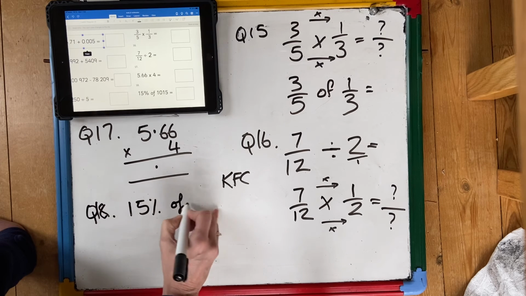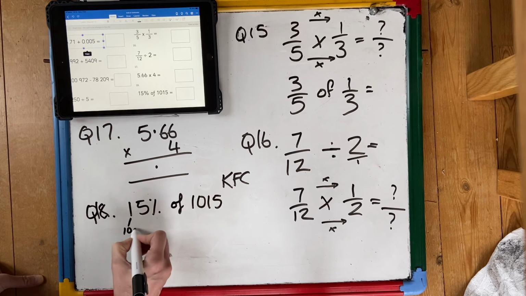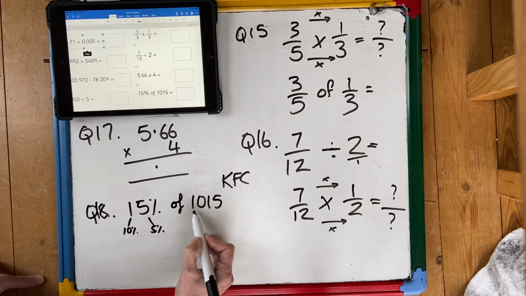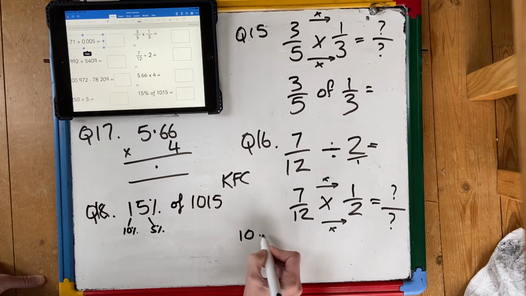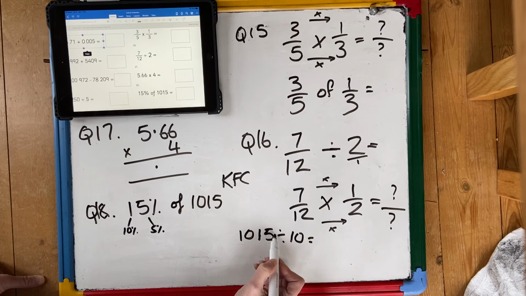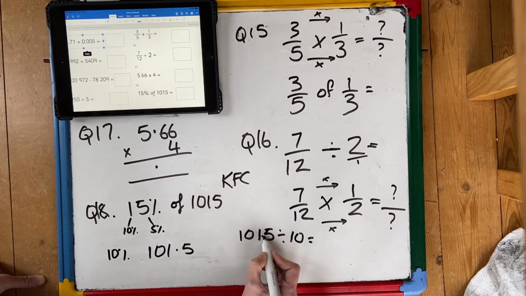15% of 1,015. So 15% is 10% and 5%. So what is 10% of 1,015? So to find out 10%, you have to divide it by 10. So divide it by 10, move the decimal point in one place. So 10% is 101.5. Some of you would prefer to use a place value grid to divide by 10.